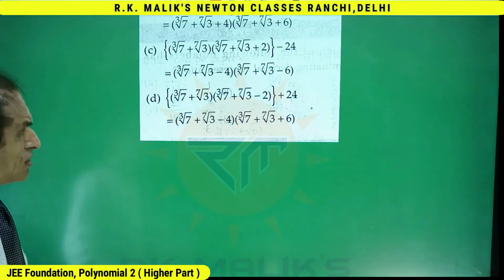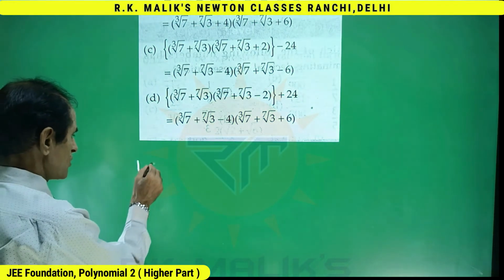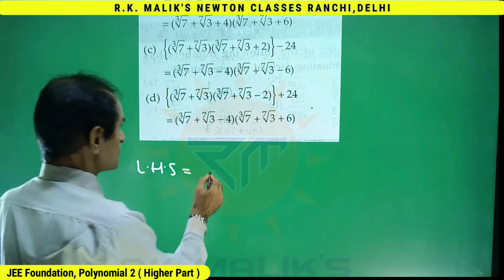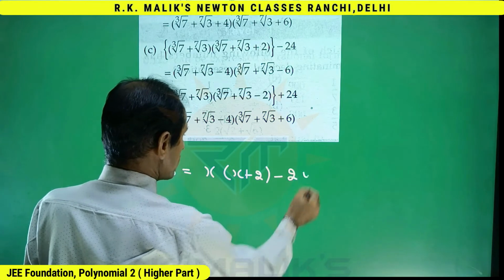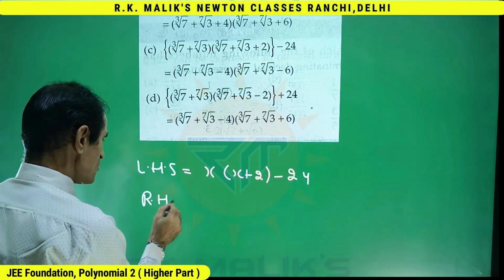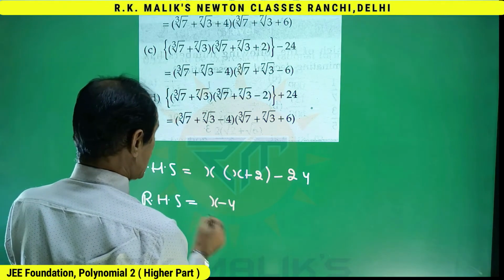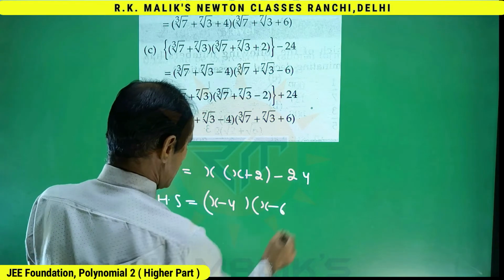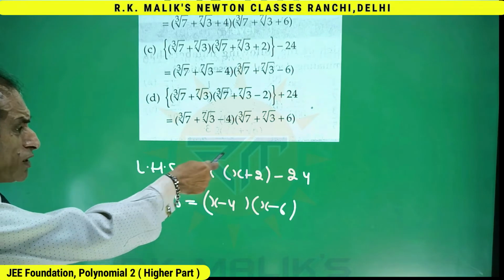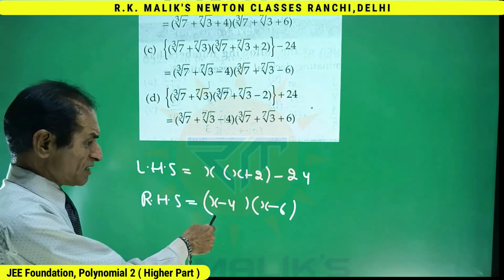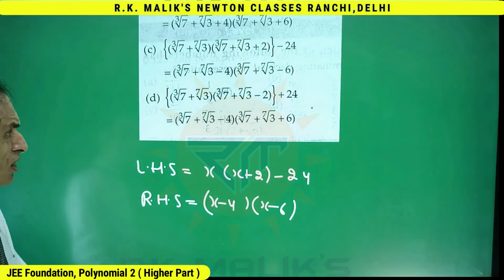Suppose I want to check the third choice also. Third choice will mean that left hand side is x into x plus 2 minus 24 and right hand side as x minus 4 into x minus 6. Clearly left hand side is x square plus 2x minus 24 and right hand side is x square minus 10x plus 24. Hence C is also wrong choice.